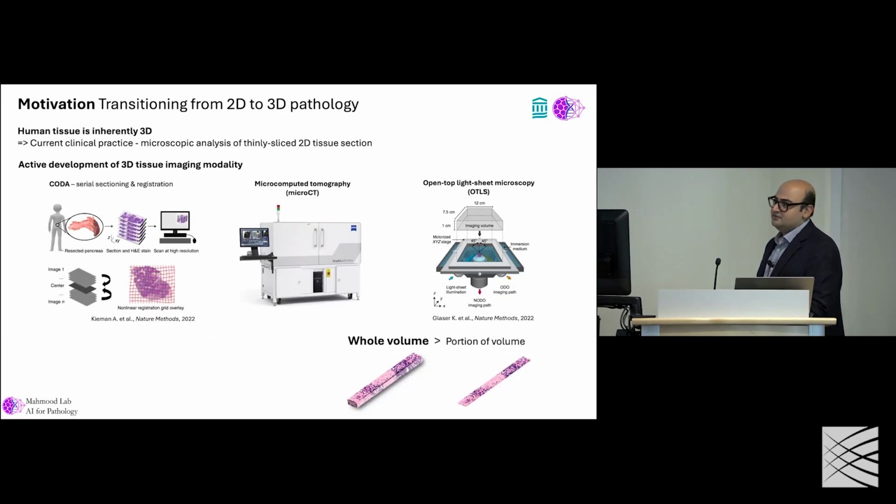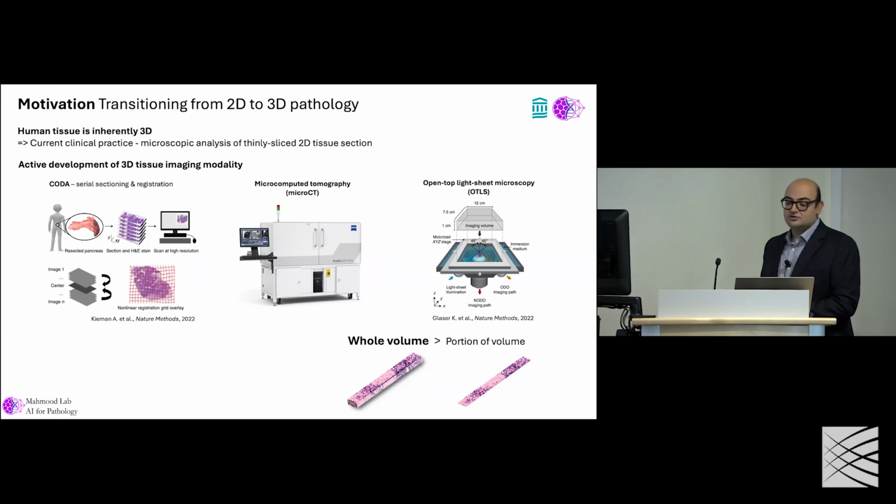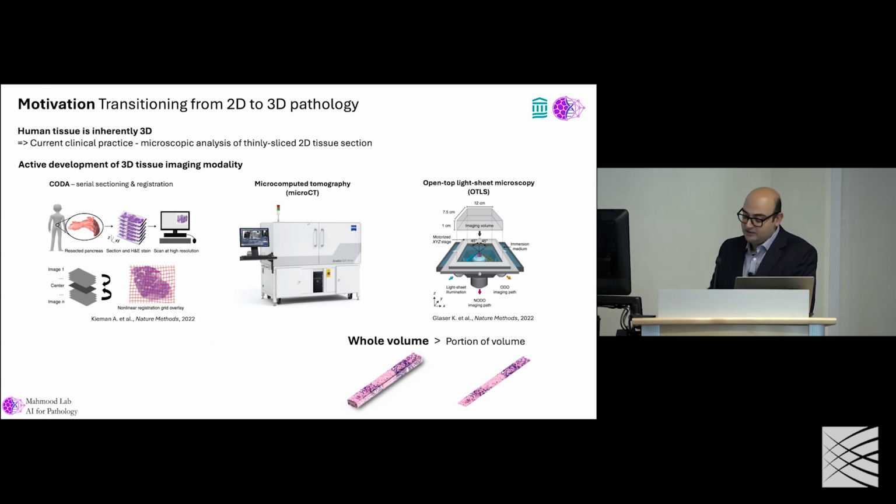Over the past few years, there has been an immense amount of effort devoted to making three-dimensional imaging easier. This includes methods such as serial sectioning of tissue and then registration, or using micro CT scanners, which is the relatively easy way of doing it, or using open-top light sheet microscopy, which gives you very high resolution, but it takes a little bit more time and requires tissue clearing.